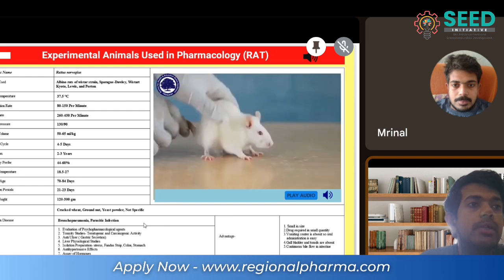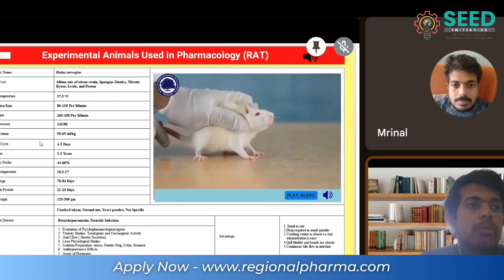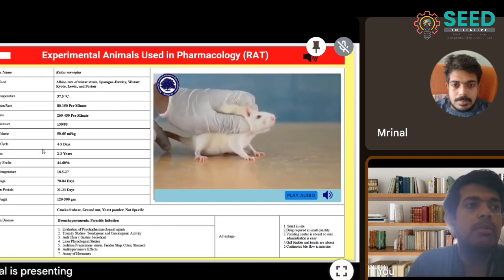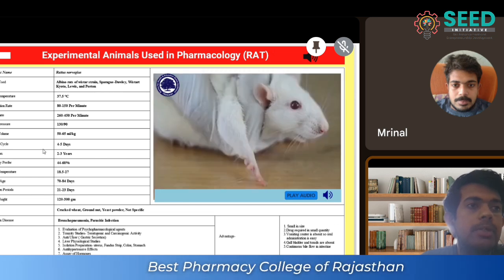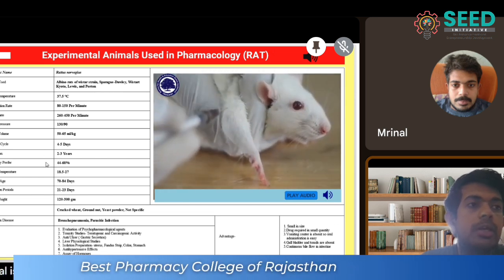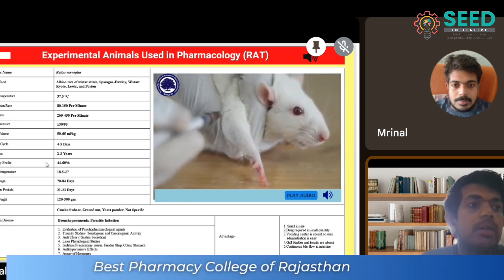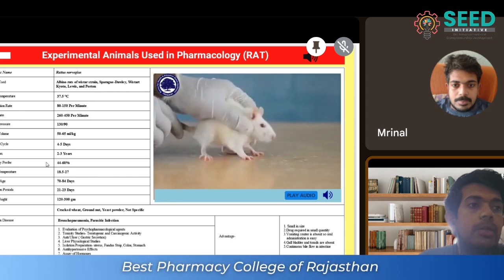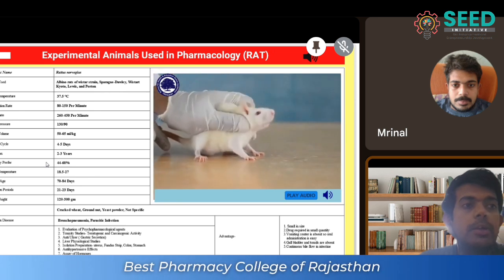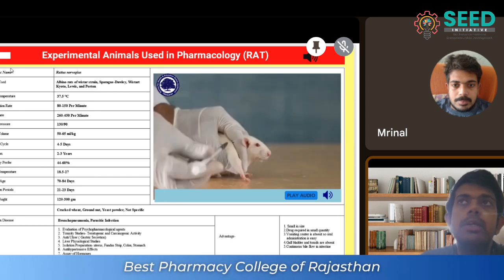Advantages: it is a small animal, so the drug required is very small. The vomiting center is absent, so oral administration is easy. There is no gag reflex. Gallbladder and tonsils are also absent, and there is a continuous flow of bile in the intestine.